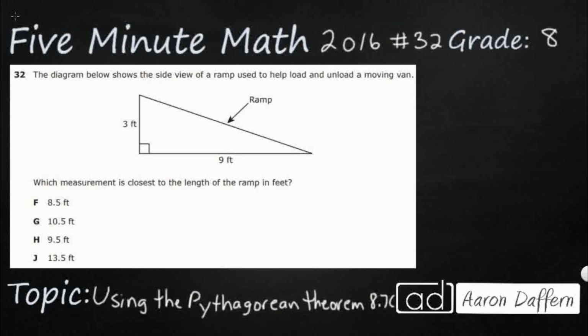So we have a diagram here that shows the side view of a ramp that's used for a moving van. And we should notice, this is a right triangle. So we need to find the measure of our ramp, and they don't give us anything, but we need to remember the Pythagorean theorem. Right? So our Pythagorean theorem is a squared plus b squared equals c squared.